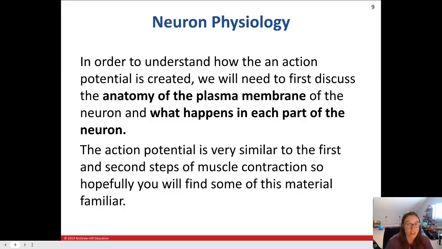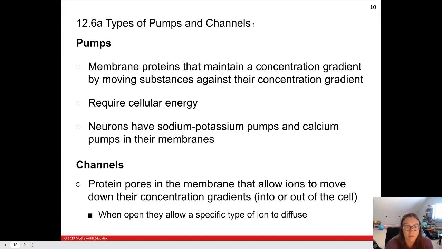So the action potential is very similar to the first and second steps of muscle contraction, right? So the neuromuscular junction and excitation contraction coupling. So hopefully you'll find some of this material familiar, right? And this is going to hopefully also reinforce the concepts we learned in chapter 10. All right, so the first thing I want to review is the types of pumps and channels and the difference between a pump and a channel. I know it probably feels like we've reviewed this a lot, but it's important.